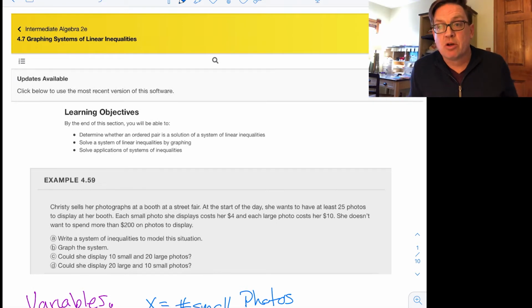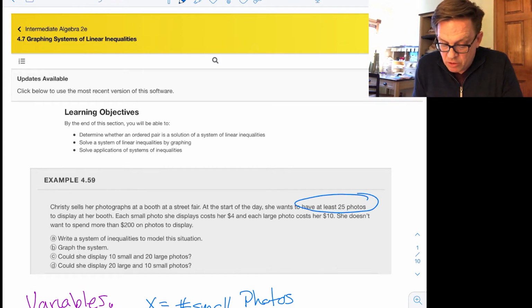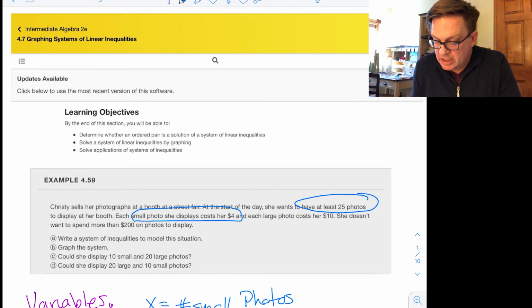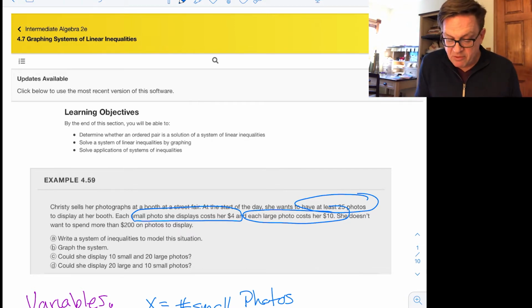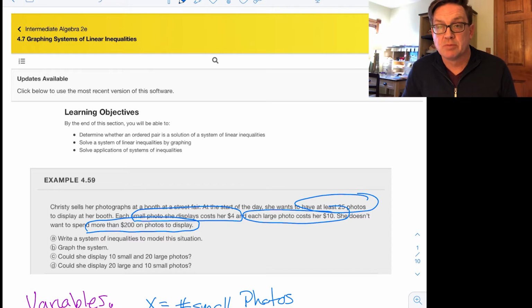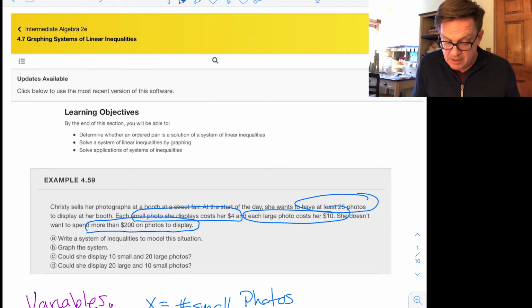Christy wants to sell photographs at the street fair. At the start of the day, she wants to have at least 25 photographs to display. Each small photo costs her $4, and each large photo costs $10. And the last piece of information is she doesn't want to spend more than $200 total for the display. So they want us to set up a system of inequalities with variables, and then graph those inequalities to see what ordered pairs are solutions.